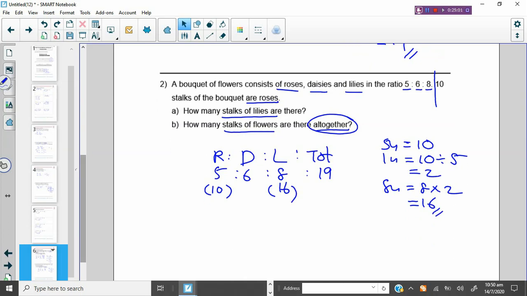Alright, how many flowers are there altogether? You can see that there is a total of 19 units in the ratio. So if 1 unit is 2, then 19 units will be 19 times 2. So there must be a total of 38 stalks of flowers altogether. And that's how you solve it very easily. So ratio problems are quite easy to handle. They are not very hard.